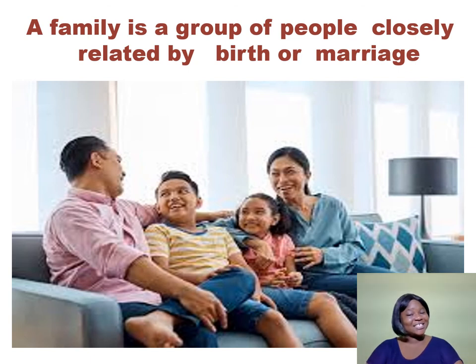You get that? You see how they are smiling. I want you to smile like that. Okay, good. So a family is a group of people closely related by birth or marriage. So these are two parents, a mother and a father. They are married, right? And they've given birth to children. So this is a family.